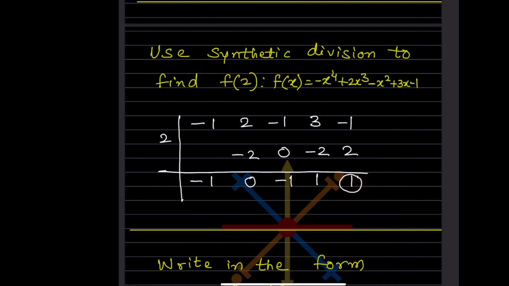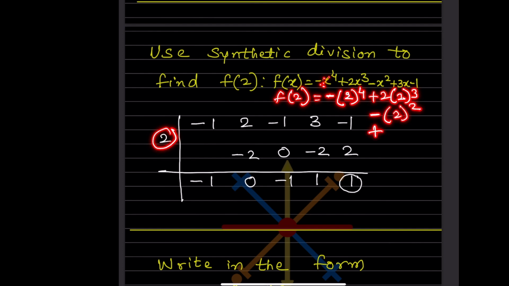So now what are you going to do here? Now you will just check. Now see here, this x value is 2. So you are going to put here 2. So that will be minus. But see here, this minus should be out of the bracket because now it is minus x to the 4. So when you are checking it, it should be outside the bracket. Plus 2 into 2 cube minus 2 into square plus 3 into 2, and this is going to be minus 1.